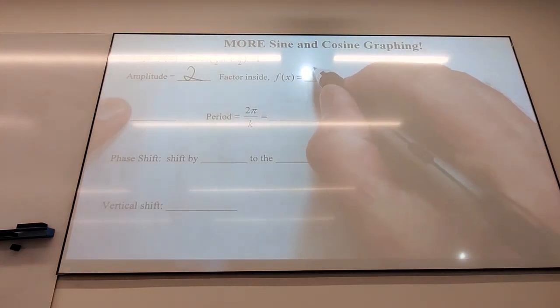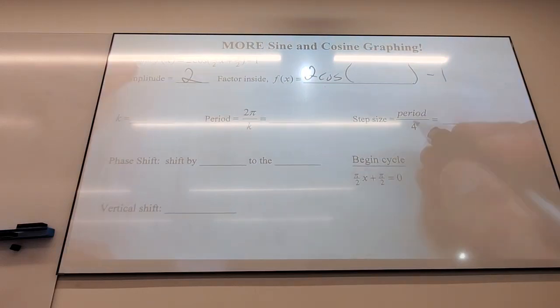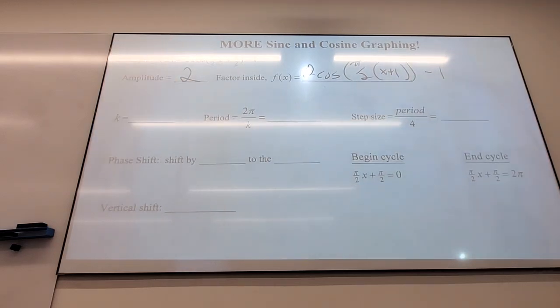And then if I factor the inside, how do I do that? Yeah, I can take a pi over 2 out. And what am I left with? X plus 1. That was nice. Thank you, Jeff. Okay.